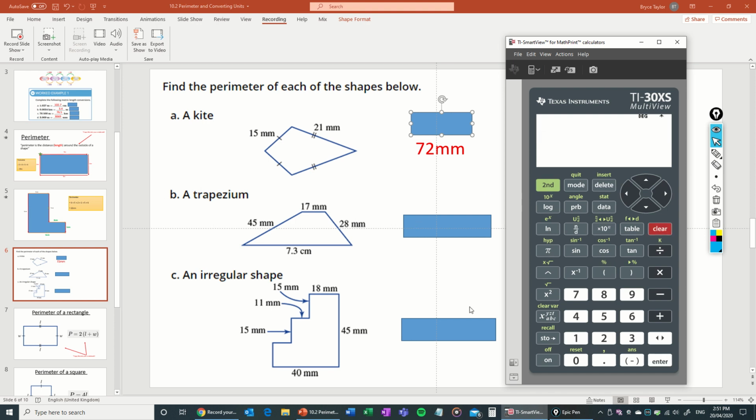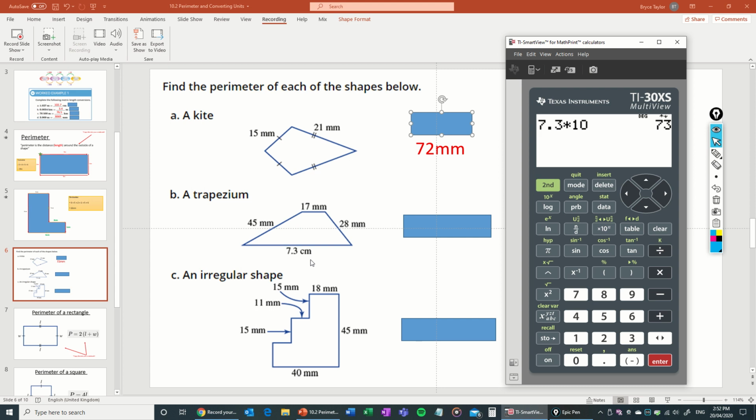For part B, we've got a trapezium. This one looks simple enough, but there is a bit of a trick in it. The bottom length down here is 7.3 centimeters. We need all of those units to be the same. Since all of the others are in millimeters, it makes sense for us to change this one into millimeters. You can refer back to the guide that we started with. We need to do times 10 to get to millimeters. So 7.3 centimeters is the same as 73 millimeters.